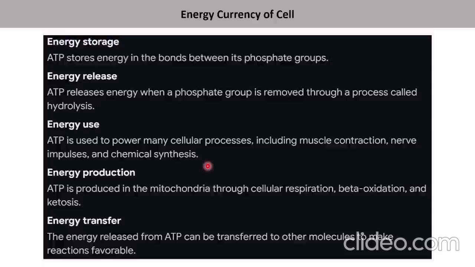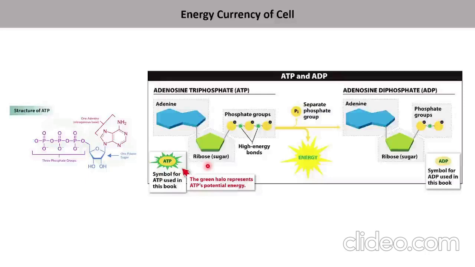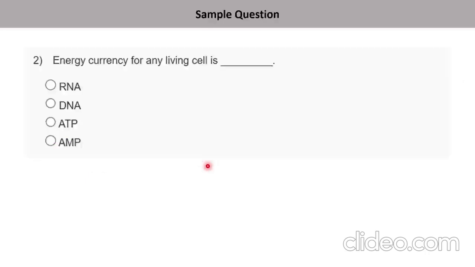This is some basic information that you need to know about ATP, and it confirms the answer to our question: ATP is the energy currency for any living cell, be it plants or animals. In all living organisms, ATP is the energy currency.